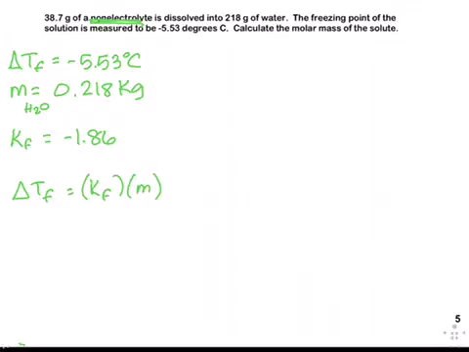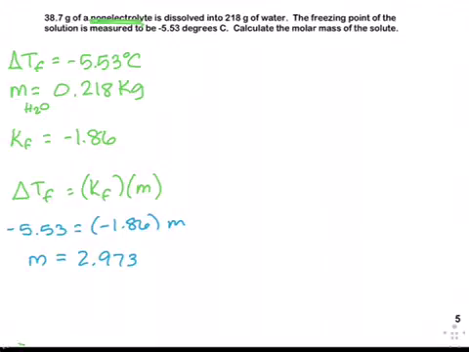Can we calculate molality yet? Yep. We can, we just can't do it in our conventional way. We can't do it in the moles over kilograms. What we can do is plug in our delta TF is negative 5.53. We know that our freezing point depression constant is negative 1.86. Can we solve for molality? Yes. So our molality here should be 2.973.